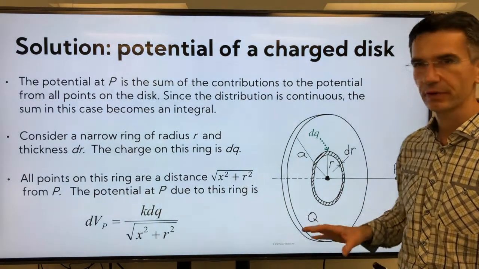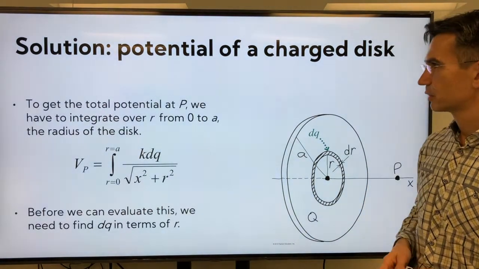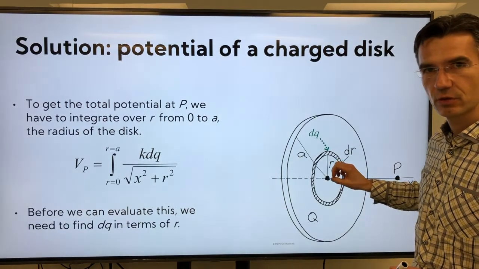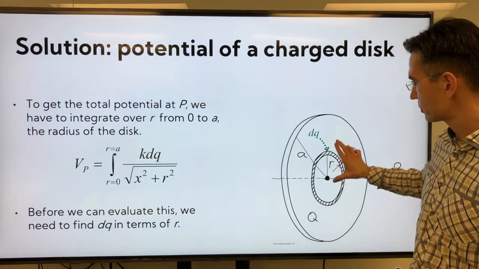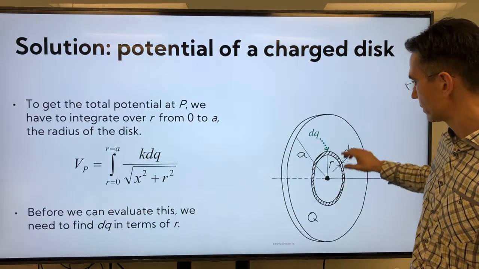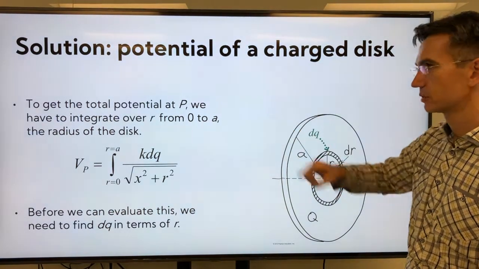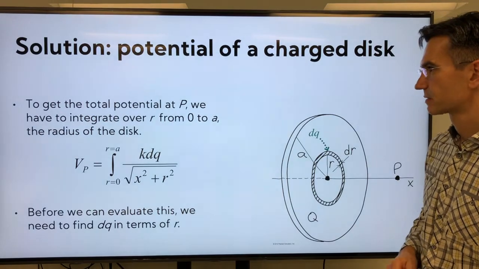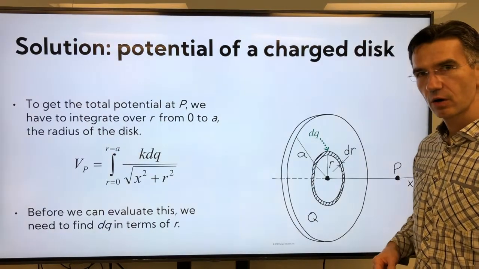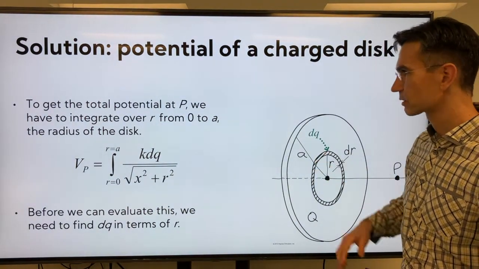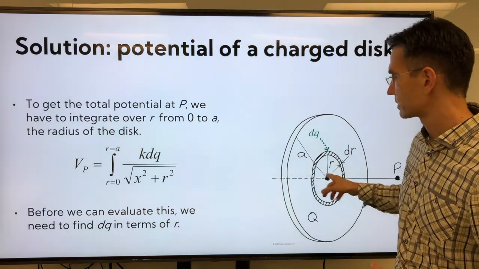So this is for the narrow ring, but we want to integrate this to get the whole disk. To get the electric potential due to the whole disk, we change the size of our ring from 0 to the total size of the disk. So we integrate r, the radius of the ring, from 0 to a, the radius of the disk. Now the electric potential at P is going to be the integral, the sum of the electric potentials of all narrow rings with radii from 0 to a, which is what this expression shows.